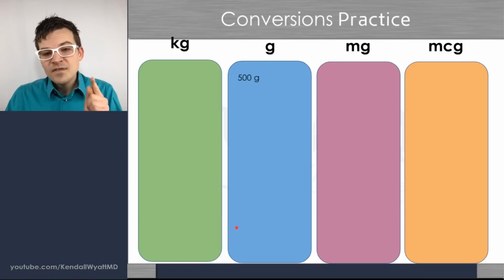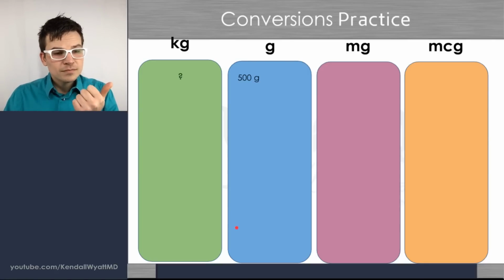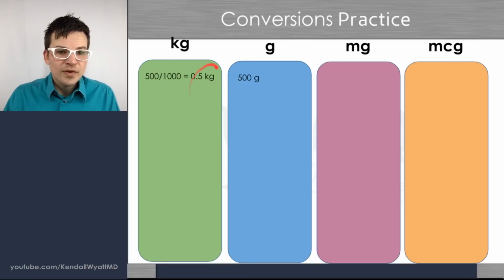500 grams. 500 grams equals how many kilograms? Well, we're going that way, right? 500 grams is how many kilograms? Well, 500 divided by 1,000, 0.5 kilograms. Again, don't forget your leading zero.